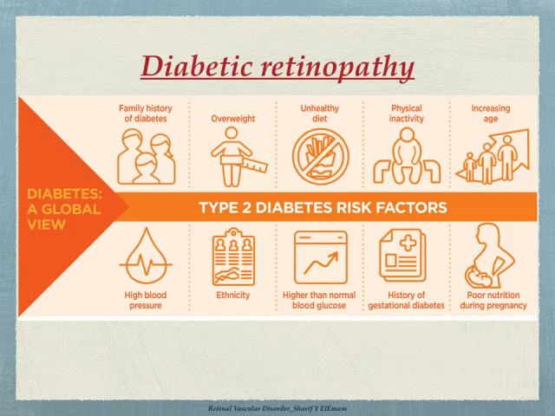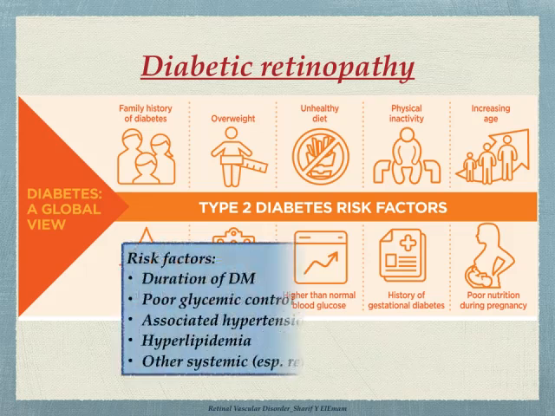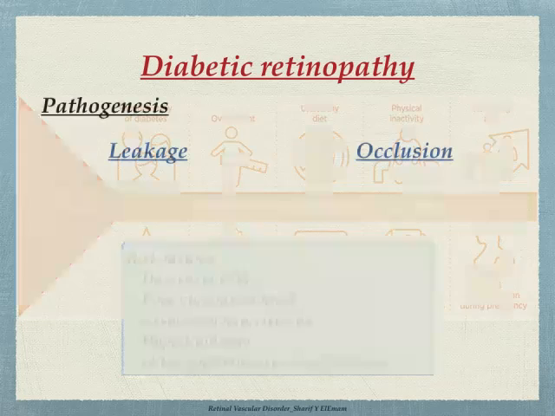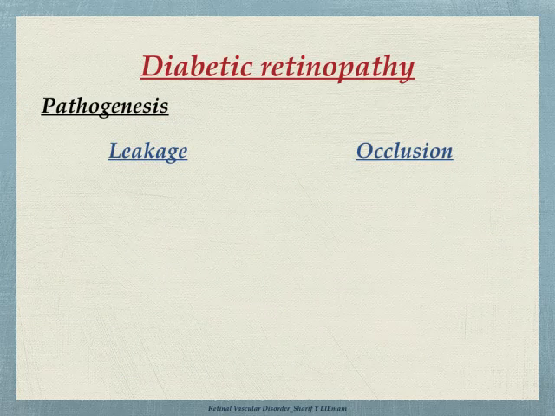Many other factors include family history. Some patients who have parents affected with diabetic retinopathy are more prone to diabetic retinopathy too. Overweight, unhealthy diet, physical inactivity, increased age, and high blood pressure are other factors. Some ethnicities are more affected by diabetic retinopathy than others, like black people or African Americans, let's say in the US. The history of gestational diabetes and poor nutrition during pregnancy are all risk factors for the occurrence of diabetic retinopathy in patients who have diabetes mellitus.